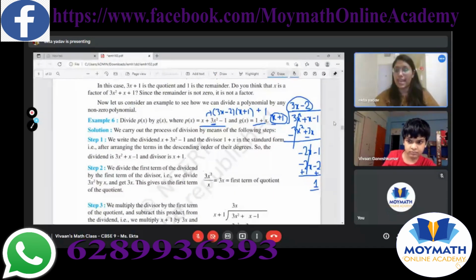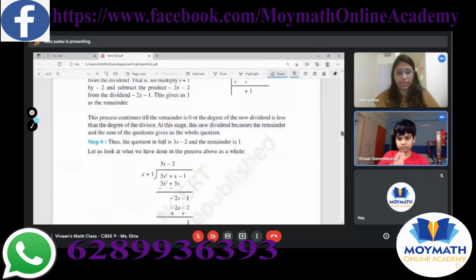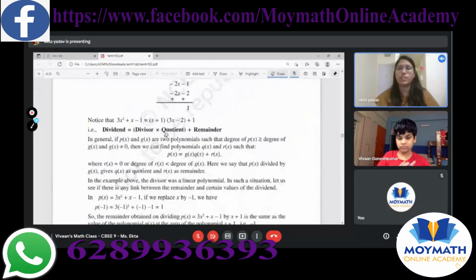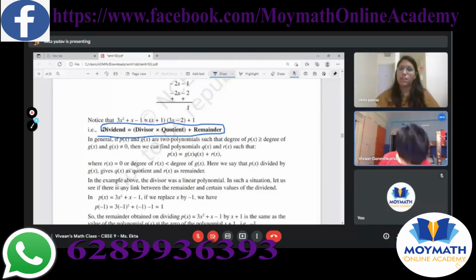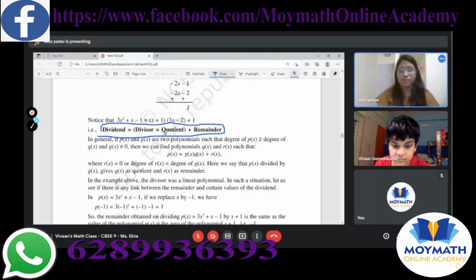Now we are going to do the same thing with another sum. Okay, let's solve. This is a very important equation. Dividend is equal to divisor into quotient plus remainder. This is your remainder theorem. This is applicable to numbers as well as polynomials. And in this equation, always remember that the degree of R(x) is always less than the degree of G(x), this divisor.